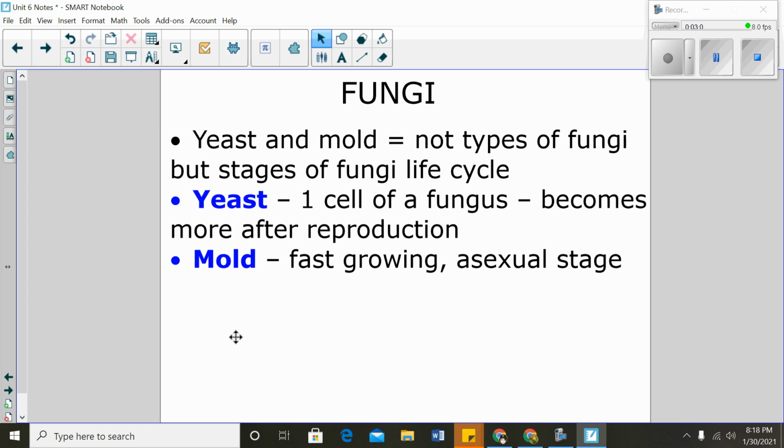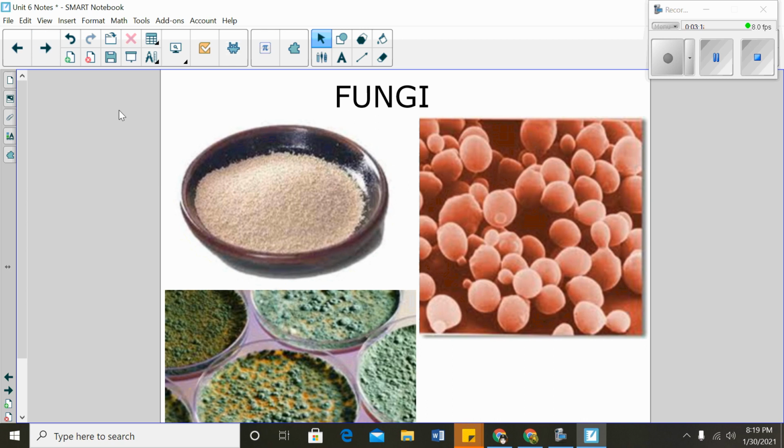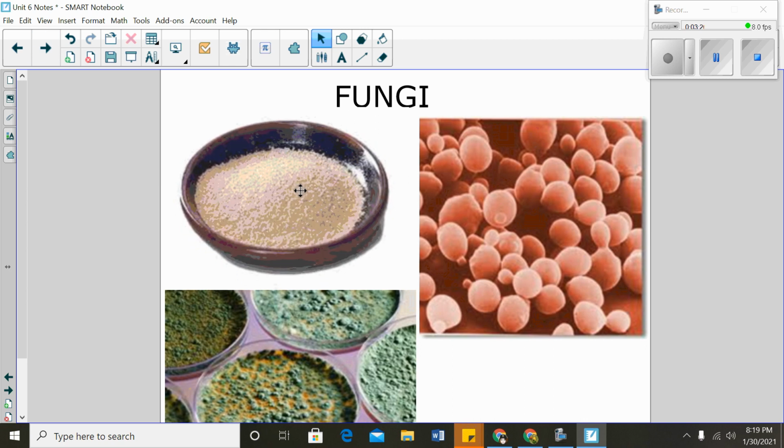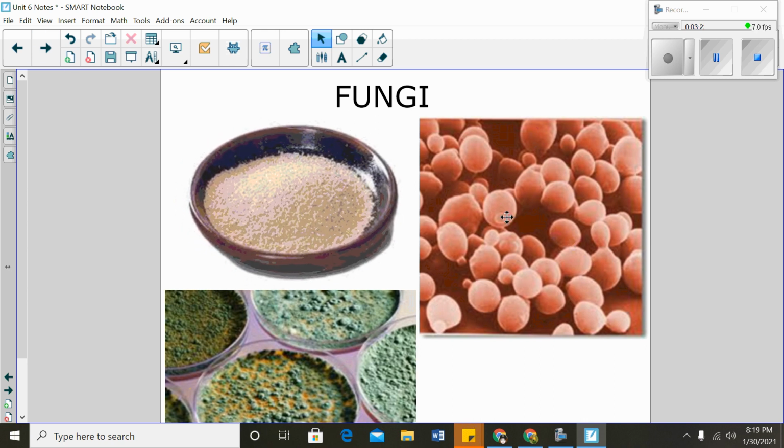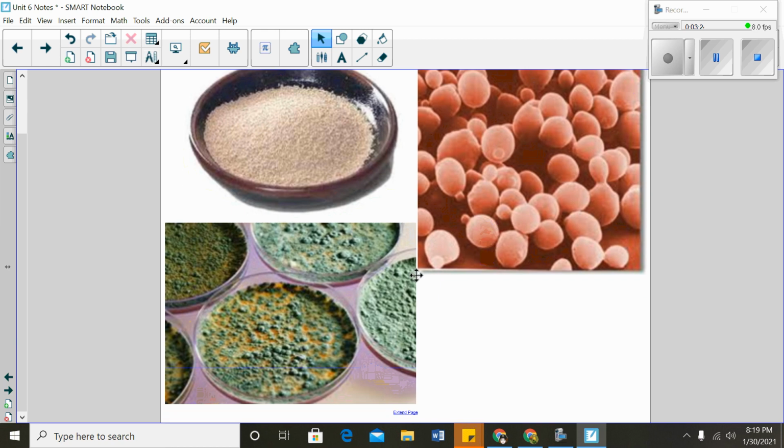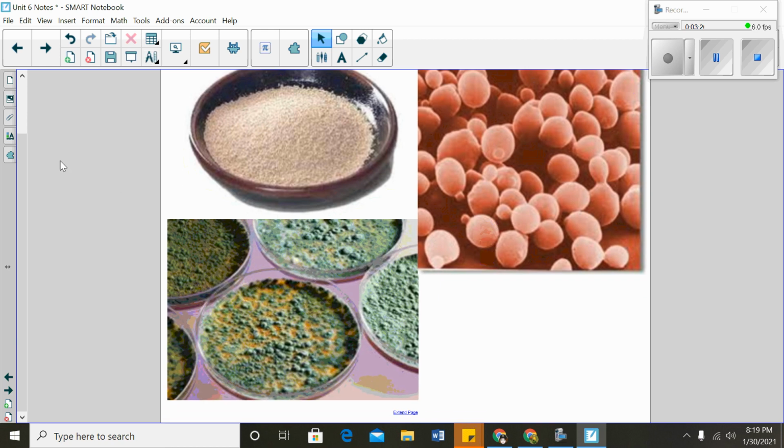Now, yeast and mold are actually not types of fungi, but stages of a fungi's life cycle. So the yeast is one cell of a fungus that becomes more after reproduction. And mold is a fast-growing asexual stage. So here's your yeast. If you've ever made bread, that would look familiar. This is what it looks like under the microscope. And then you're welcome. Here's a nice dish of mold.